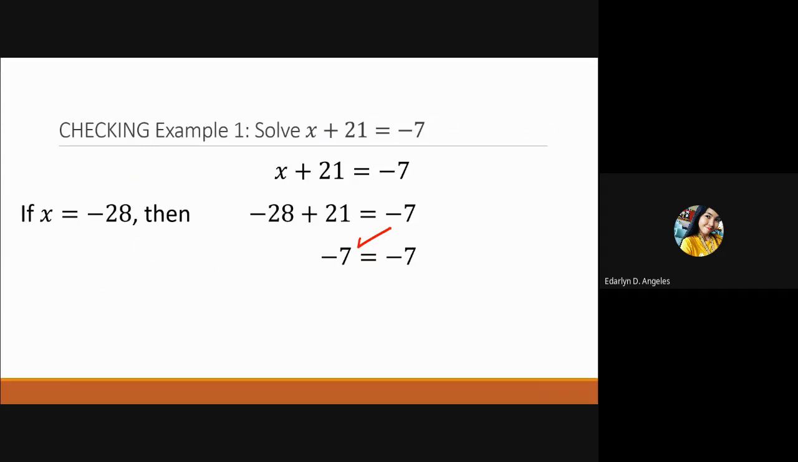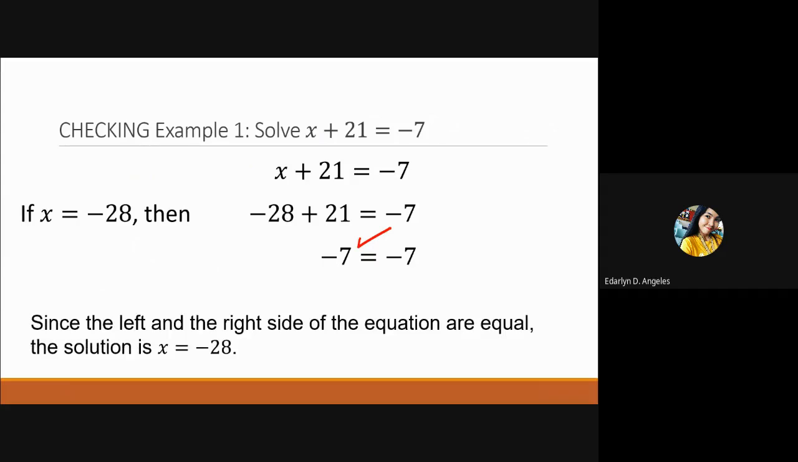As you can see, they are equal. The left and the right side of the equation are equal. Therefore, it is indeed a solution to our equation. Did you get it? All right, another example. Number 2. Solve 14 equals x plus 7.